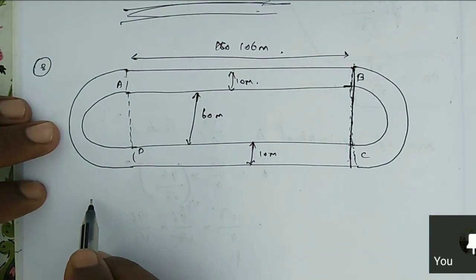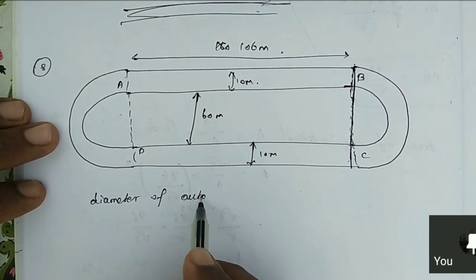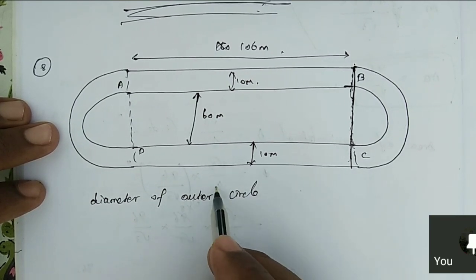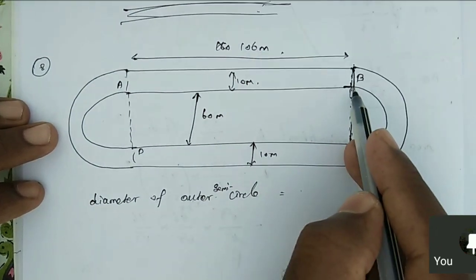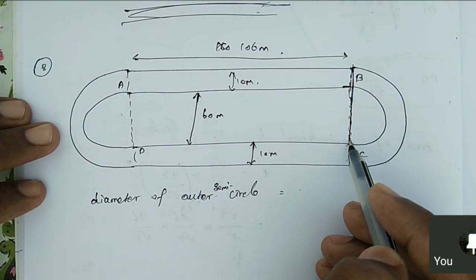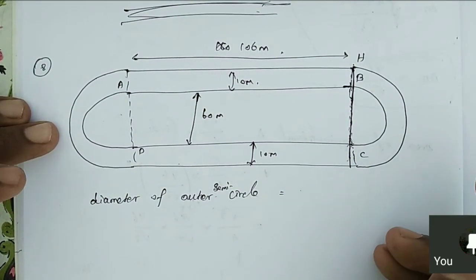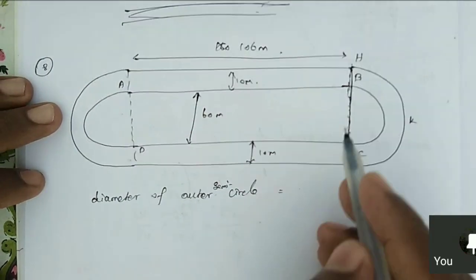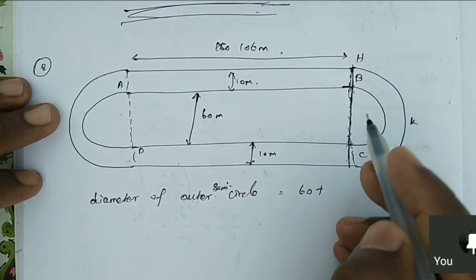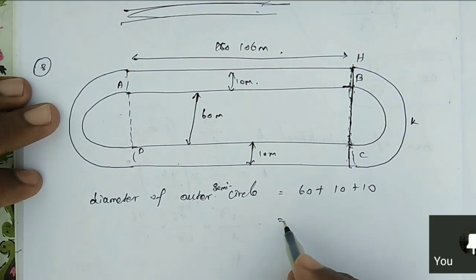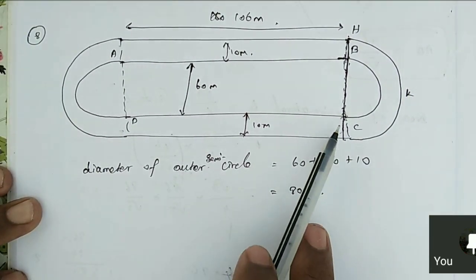That means, listen, we can write it: diameter of the outer semicircle equal to what? We can add this value. Yes, we can name this one H, then K. Now, what is the distance between these two? BC distance is 60. So 60 plus width also 10, here also 10. So that is 80 meter, right?